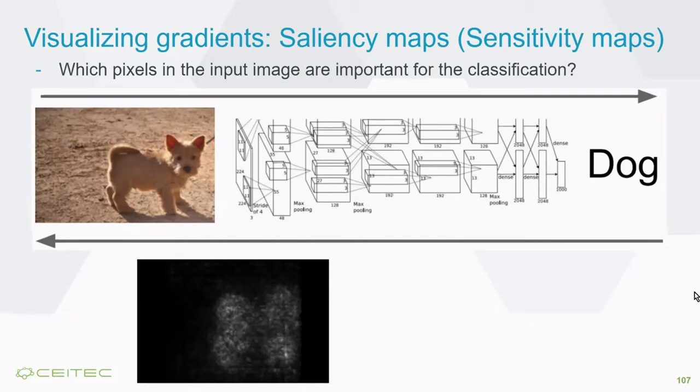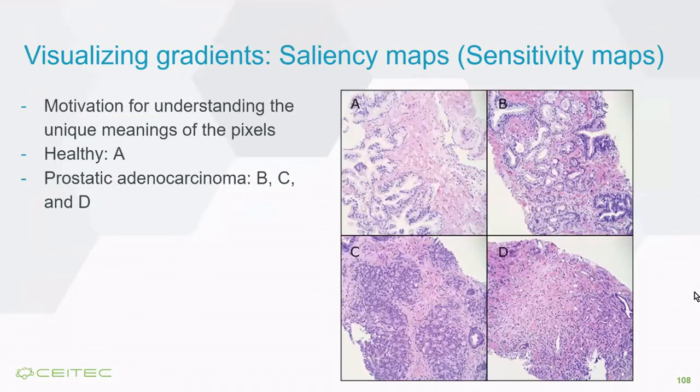So basically, let's have a look at how this could be useful. For example, if we have a network that has learned to predict if the image that we put in is cancerous or not. This is an example of prostate cancer. So does it contain a prostate cancer or not? And the network will tell us yes or no. It doesn't really tell us much. For example, the image A is healthy and the others are not, right? But as Peter said, we kind of need an explanation because we have difficulties trusting the network, for example, when talking about health issues, right?